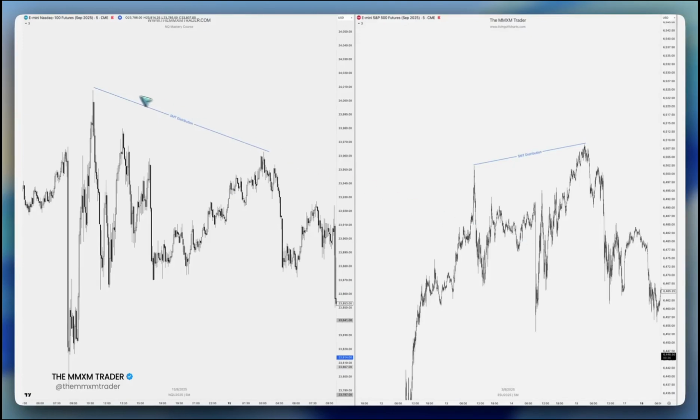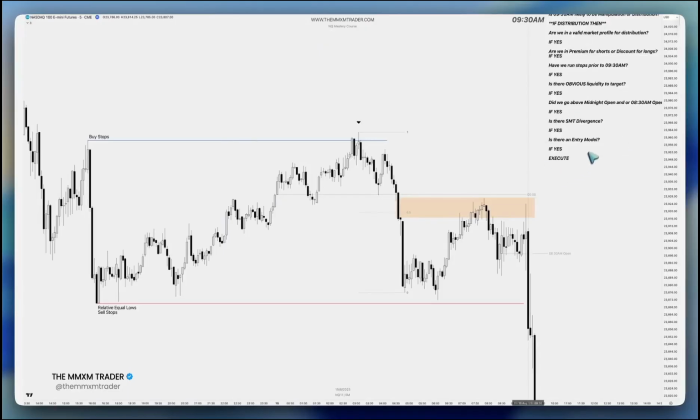Is there SMT divergence? Lower high on the Nasdaq, higher high on the S&P. So yes. Is there an entry model? Well, from this high to this low, this is a premium fair value gap. Swing low broken here. This in itself is a solid entry here. We're very close to the midnight as well, and we're above the 8:30 a.m. open. High probability to short before the open, right, and catch the distribution of the open, right?